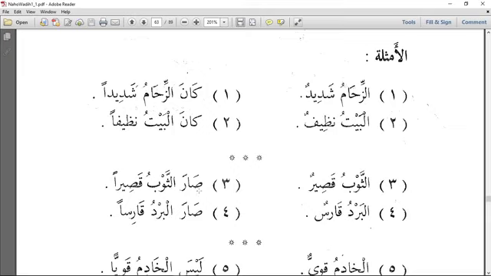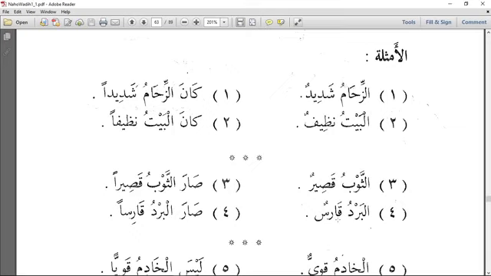So Saro thawbu qasirun, the clothes became what? Became short. It means that the cloth was not short before, so now it's short. So it has changed from one state to another. Saro thawbu qasirun, the clothes became short.